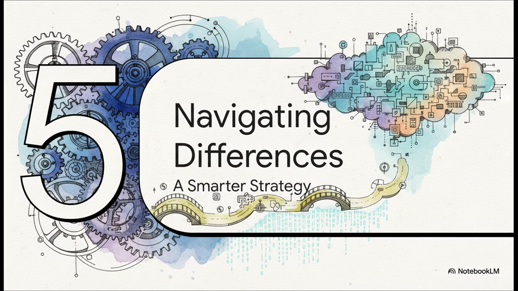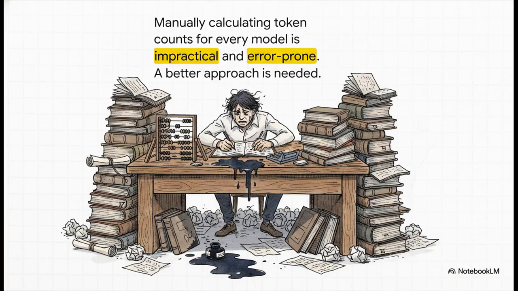So what on earth do we do about all this? Well, we can't change how the models work, but we can definitely change how we work with them. Let's talk about a smarter strategy for navigating this whole messy landscape. First things first, let's just agree. Trying to keep track of this by hand, pasting your text into 5 different websites to check counts, is a recipe for disaster. It's slow, it's annoying, and sooner or later, you're going to make a mistake.